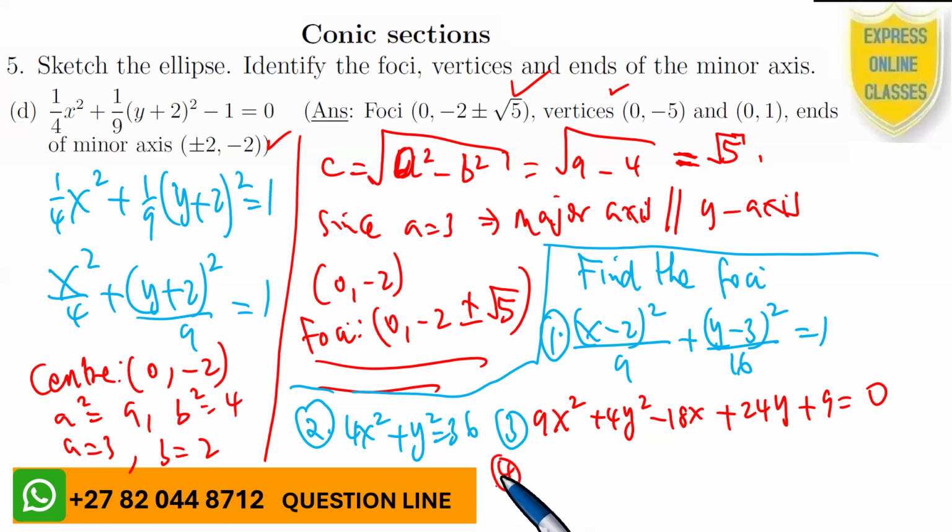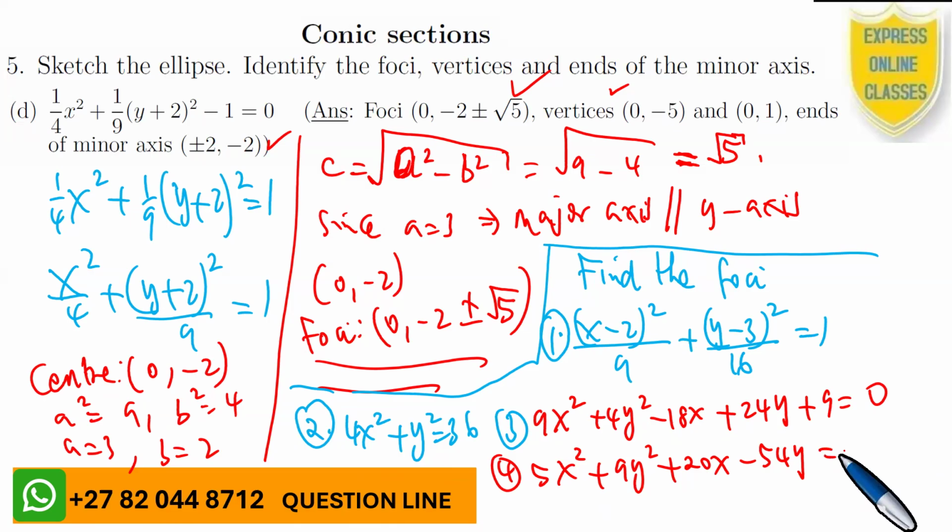Number 4, 5x squared plus 9y squared plus 20x, 54y equals minus 56. So you have these problems to find the foci. You find everything: the foci, the vertices, and the ends of the minor axis. You have 4 problems. Maybe we can give you another one.